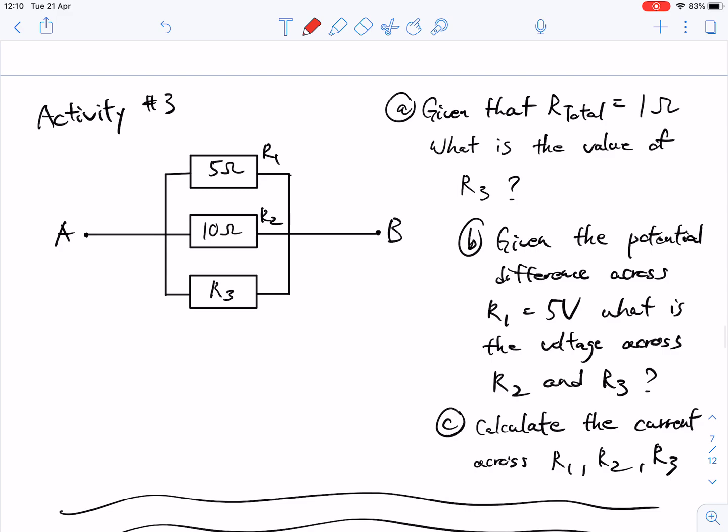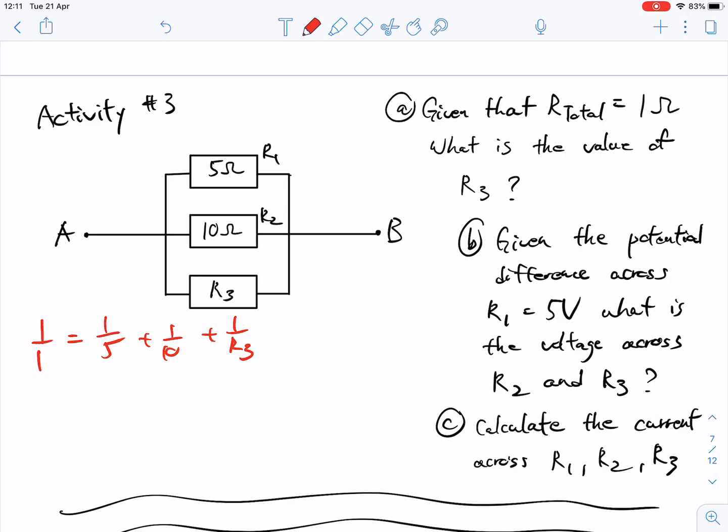Okay, our next activity is another parallel circuit. So again, feel free to pause the video right now, find the solutions, okay? Again, the parallel circuit, because it's quite difficult, I'm going to go through it in full detail. 1 over 5, 1 over 10. Oh, sorry, we're asked to calculate this one this time. That's right. And so we're given that the resistance total is 1. So I'm going to make the direct substitution in there.